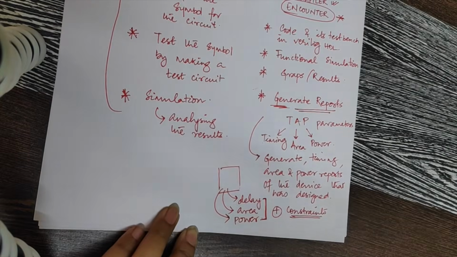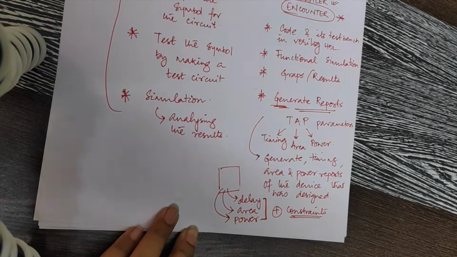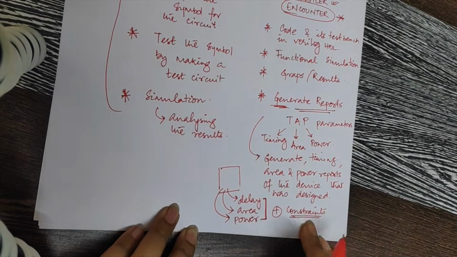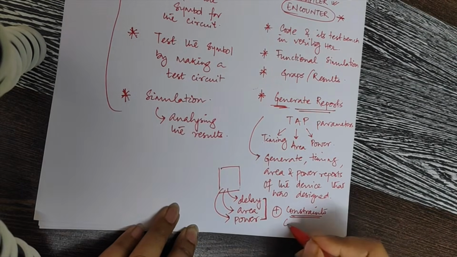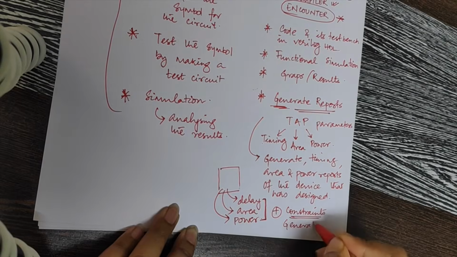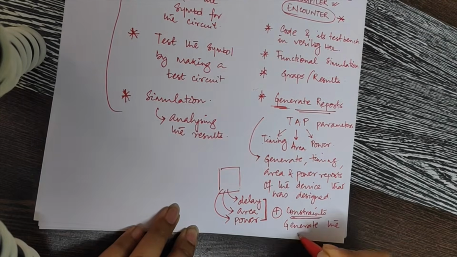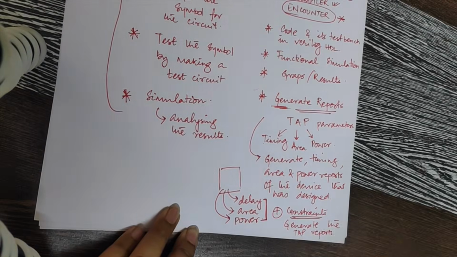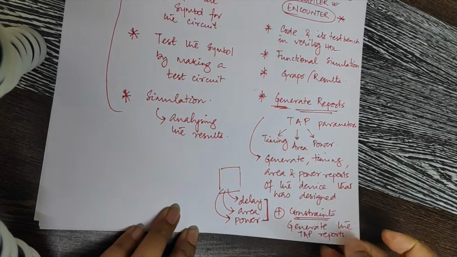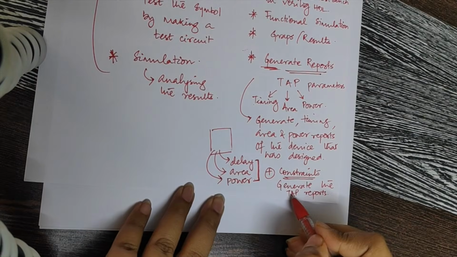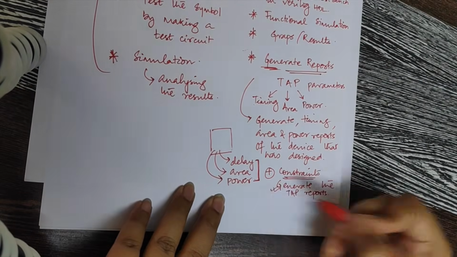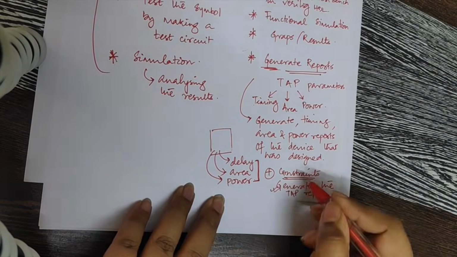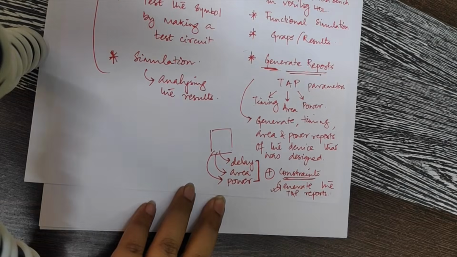I'll add some constraints. What are constraints? As the name suggests, you are adding some hurdles, right? So I will add some constraints and again generate the tap reports. After adding the constraint and generating the tap reports, this is our final goal. This tap report is our final goal, and this is what we want.